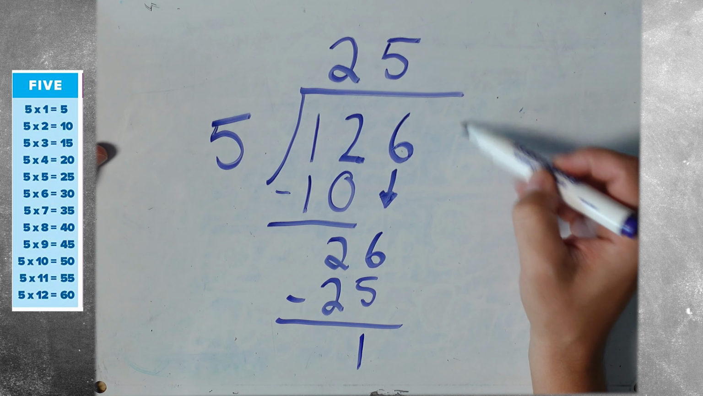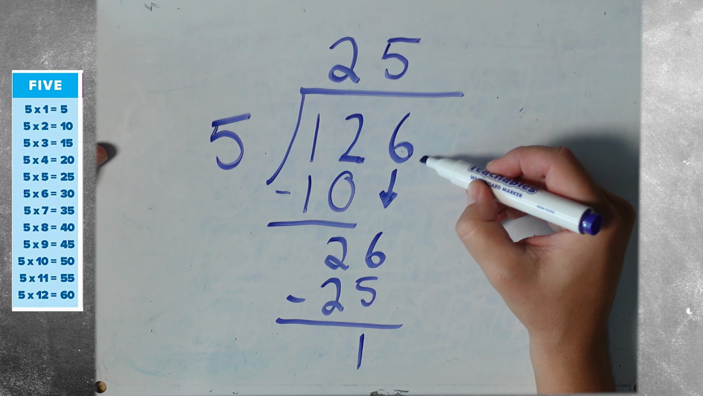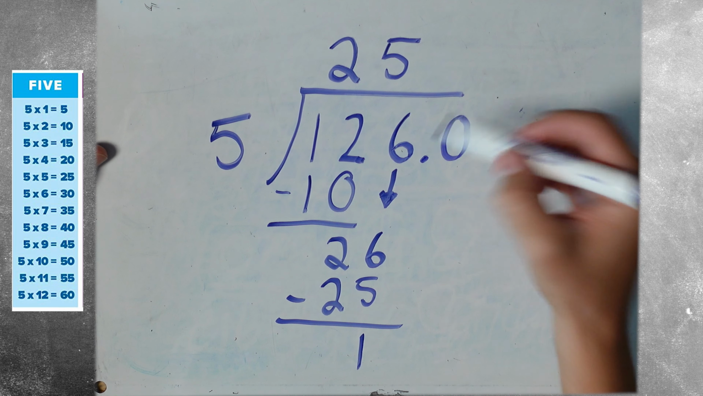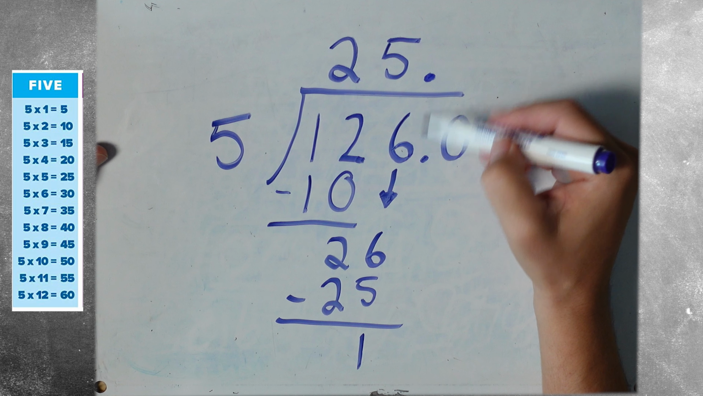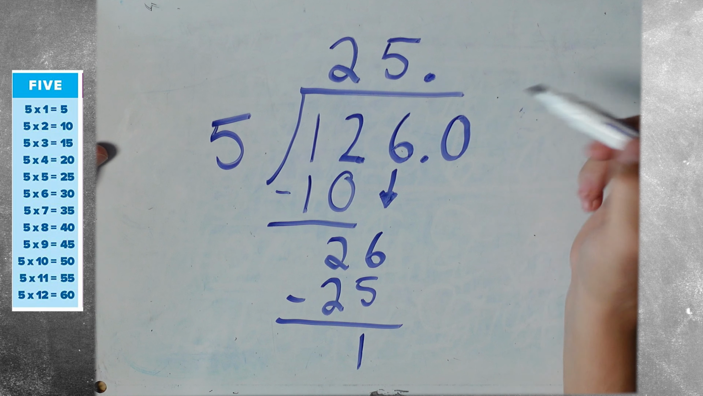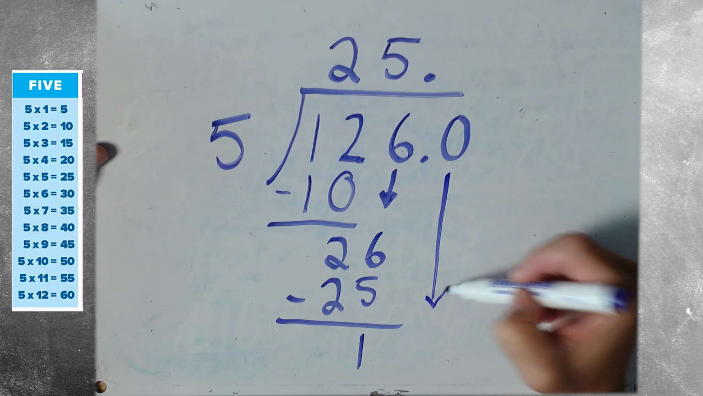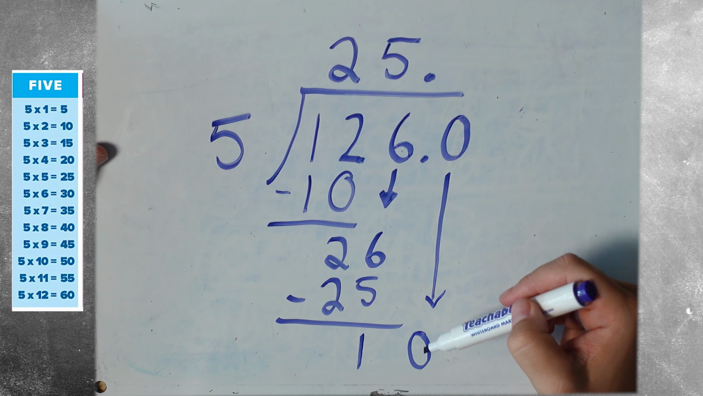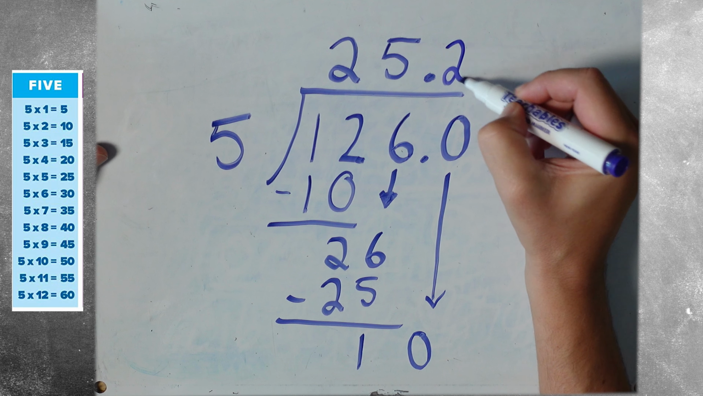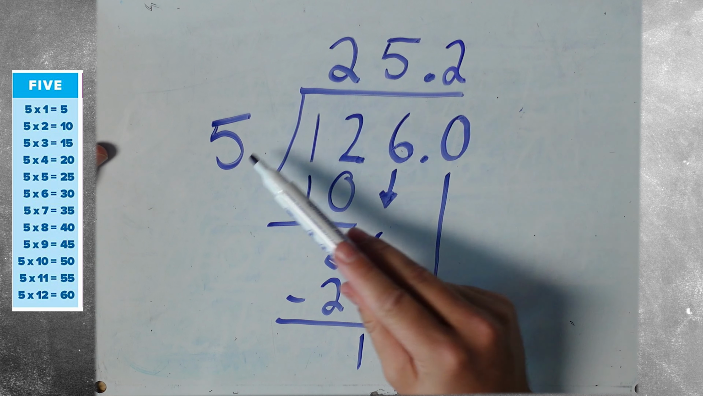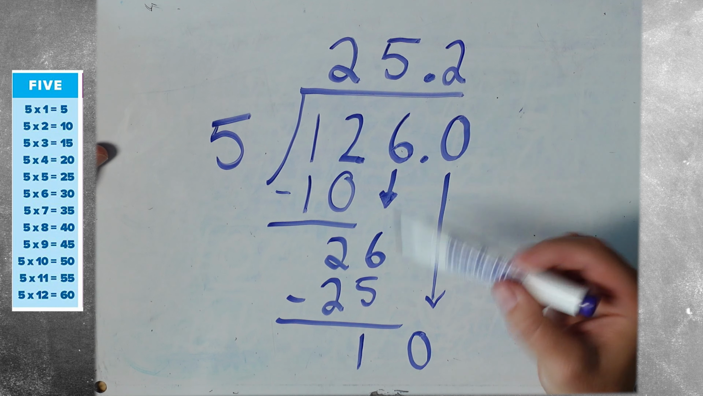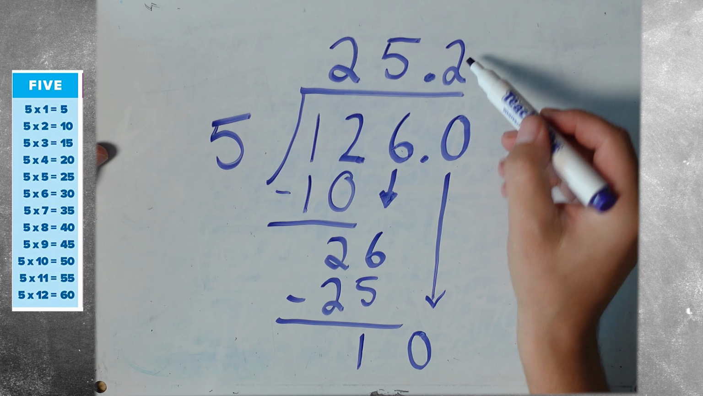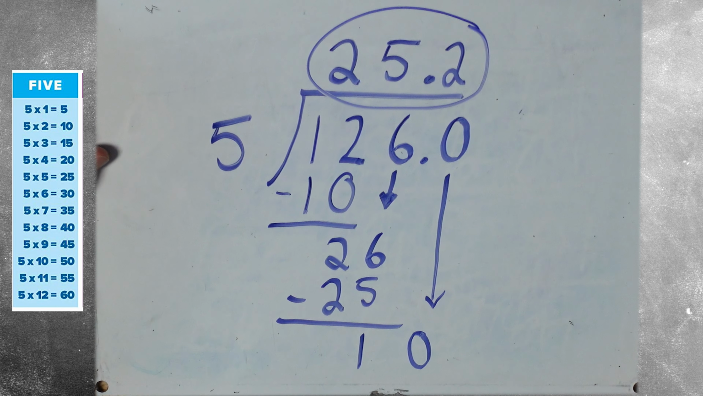But we've got no more numbers here. So what we do is we put a decimal point here and a 0. And then we put a decimal point at the top, making sure they're lined up. Now we're ready. We're going to bring this 0 down. Now we have 10. How many 5's fit into 10? 2. Let's see if we've got any remainders. 5 times 2 is 10. So there'll be no remainders. So our answer is 25.2.